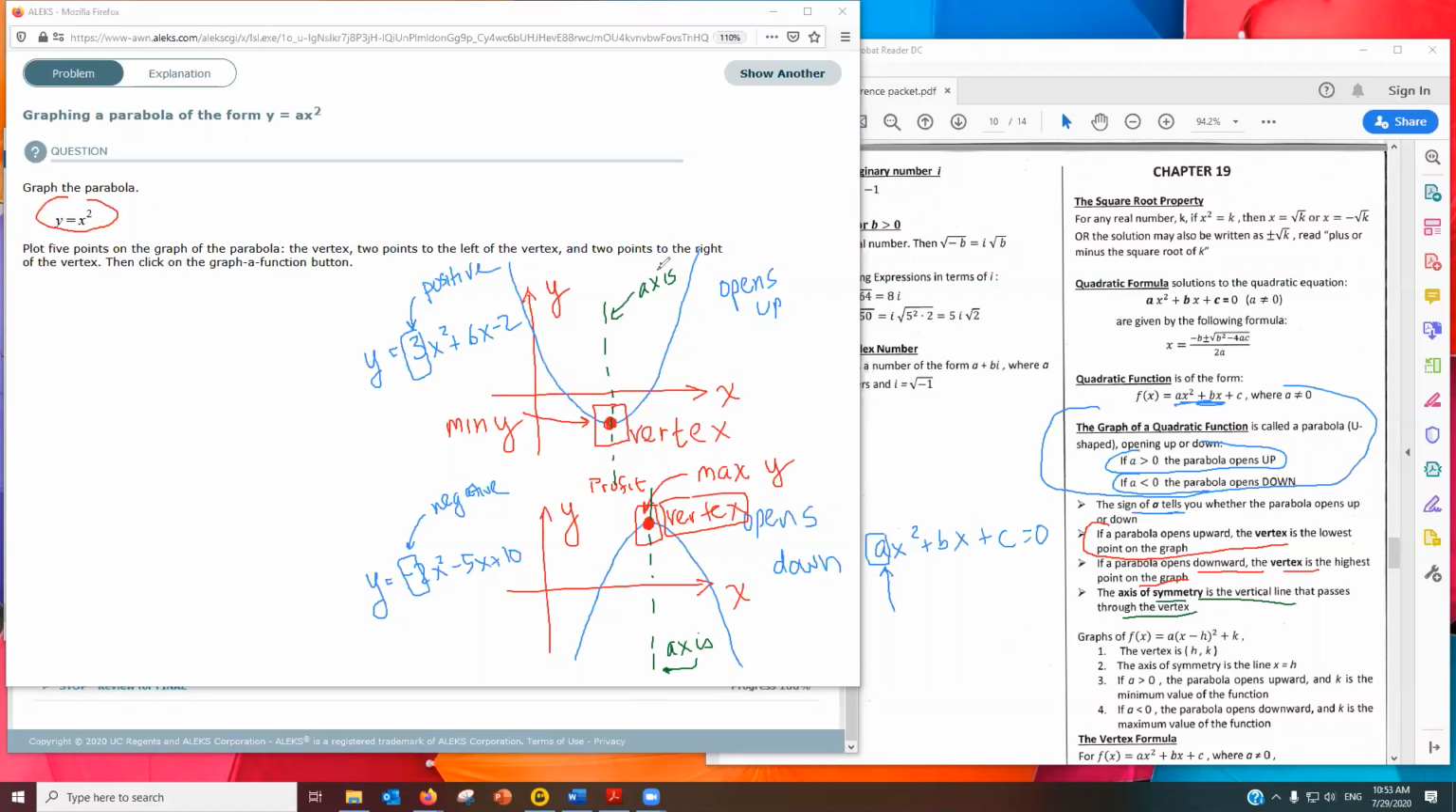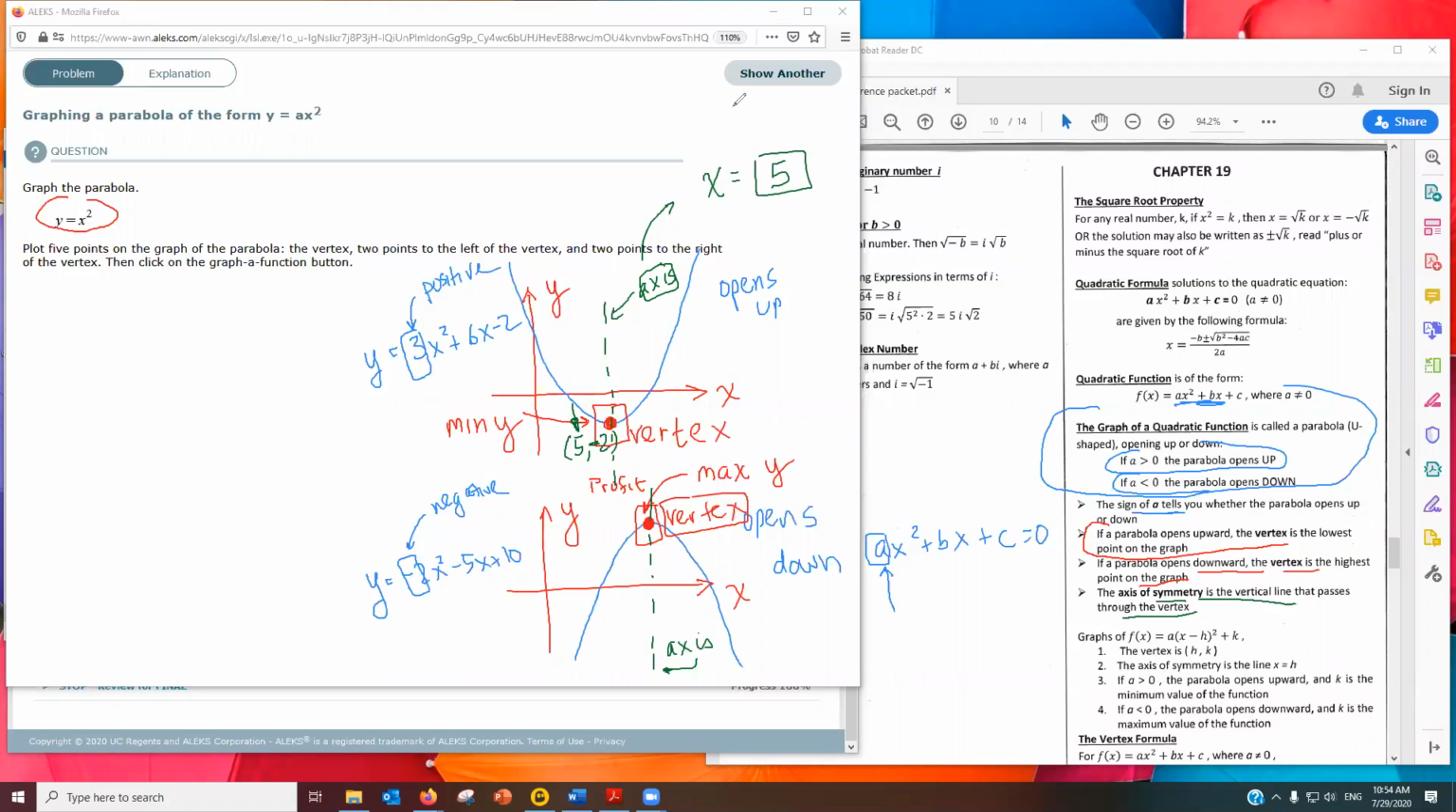By the way, whenever you graph a vertical line like this, the equation of a vertical line is always x equals a number. Let's say this vertex happened to be at the point 5, negative 2. Well, the equation of this green line would be x equals 5. So to write the equation of this axis of symmetry, you write the equation as x equals a number. The number to use is the x value of the vertex. All right, we'll do more examples of that in a minute.